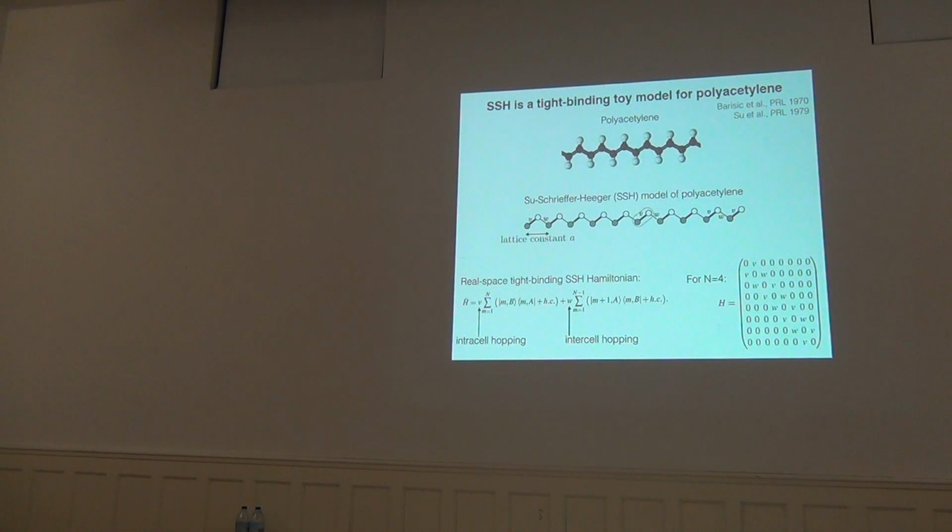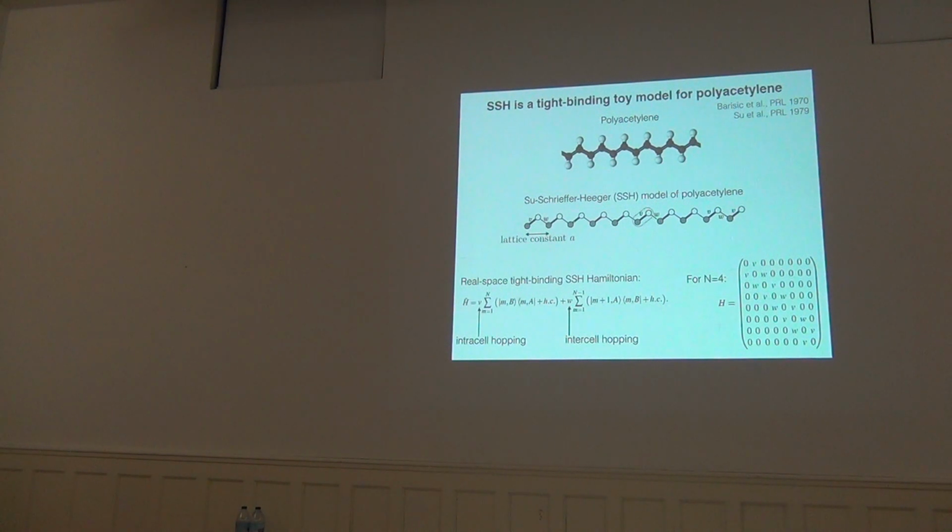So it's an electronic model, a tight binding model. These pz electrons are moving along the chain. I forget about the hydrogen atoms for this model. So this toy model, which is called the Su-Schrieffer-Heeger model, is visualized as this one.